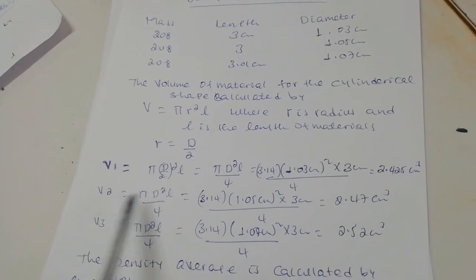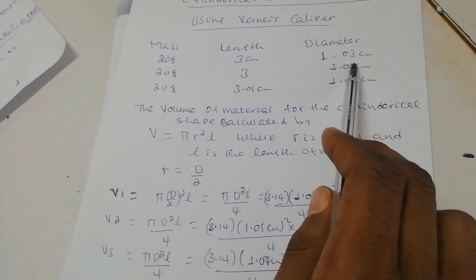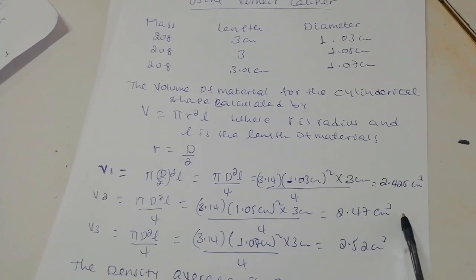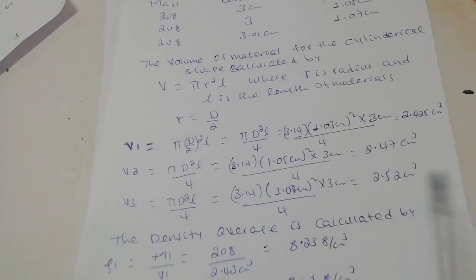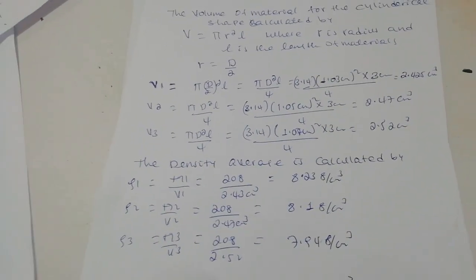The second measurement is in the same unit. We substitute the values of the diameter and the length, and we get 2.47 centimeter cube. The third, we get 2.52 centimeter cube. So we have the same formula and the same steps. The difference is the length and the diameter of the measurements.